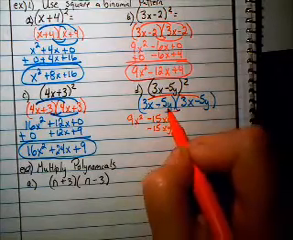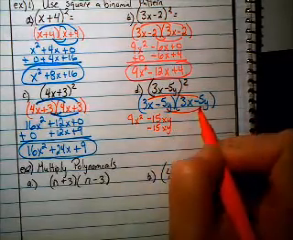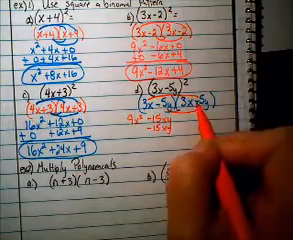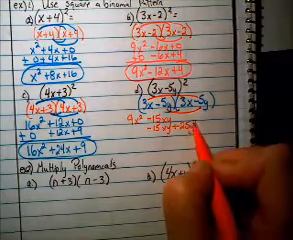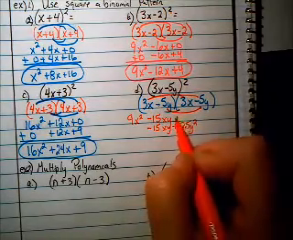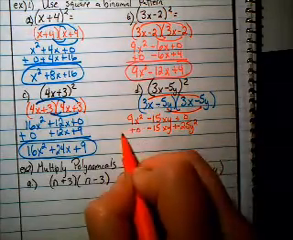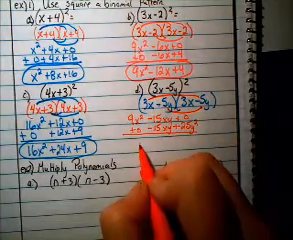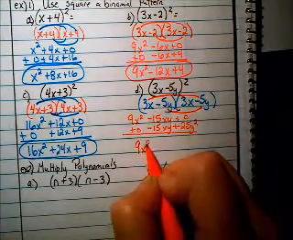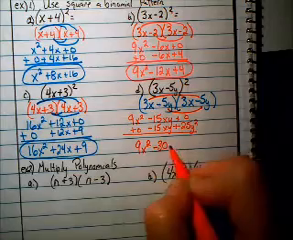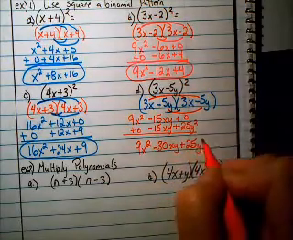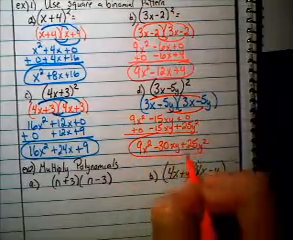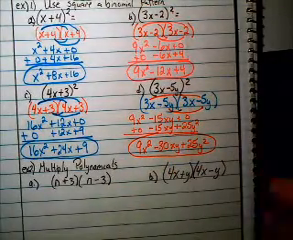And then the last terms would be negative 5y times negative 5y. Negative times a negative is positive 25y squared. Add zeros for placeholders and bring your answer down. That would be 9x squared minus 30xy plus 25y squared. And there's your answer.